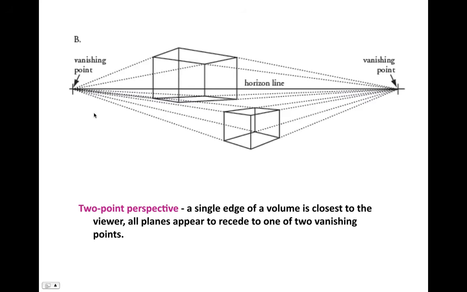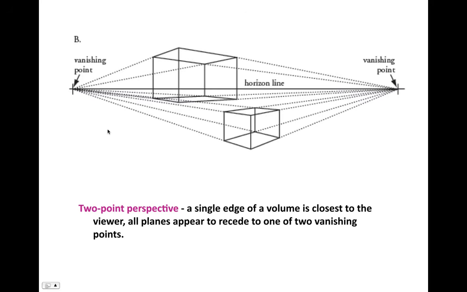In two-point perspective, the idea is the same. However, notice that now this simple box has been turned so that instead of seeing the frontal plane of the box, we're seeing the edge or corner of the box. This means that both planes, both sides of the box, are going away from us. So these two sides of the box are perpendicular to each other, right? They come together at a right angle, and they are both going away from us.